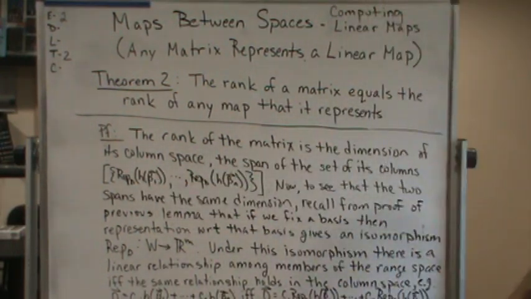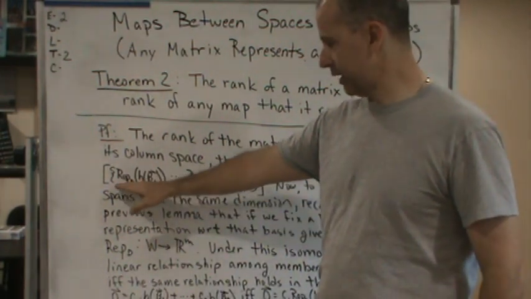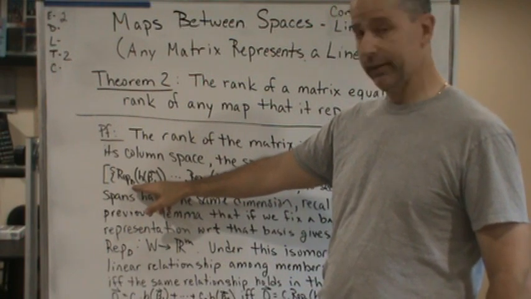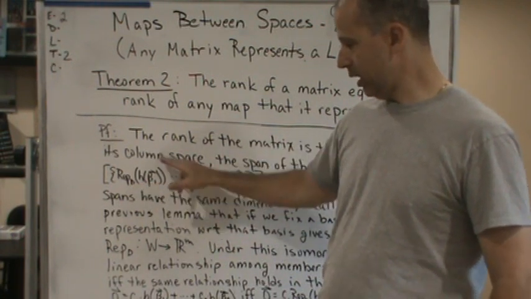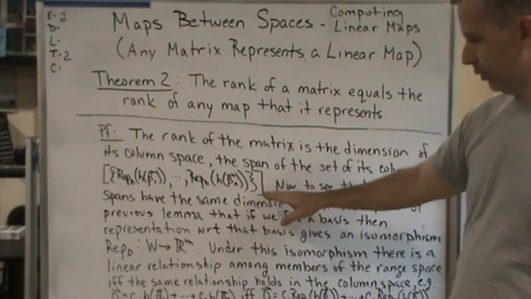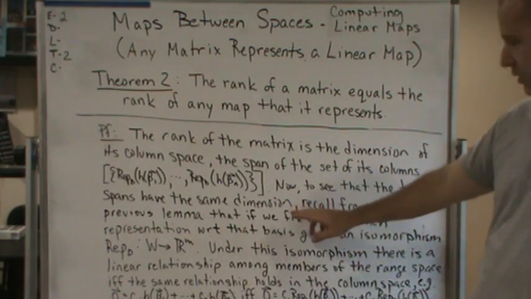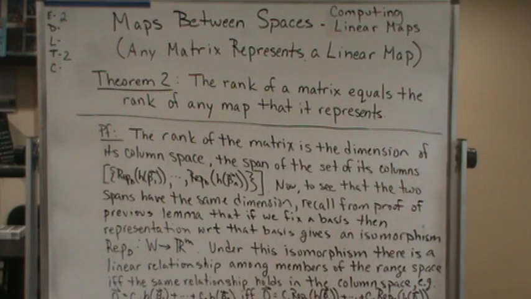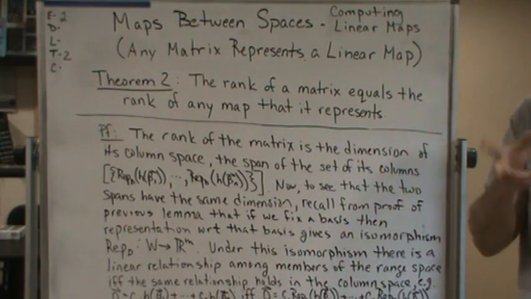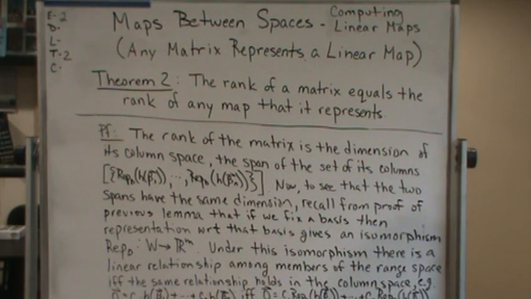So this notation. We're taking the span of the set of the representatives with respect to D, the basis in the range, of h of beta sub 1 through h of beta sub n, those vectors. And now to see that the two spans have the same dimension, we're going to recall from the proof of a previous lemma that two spaces have the same dimension if and only if they're isomorphic.